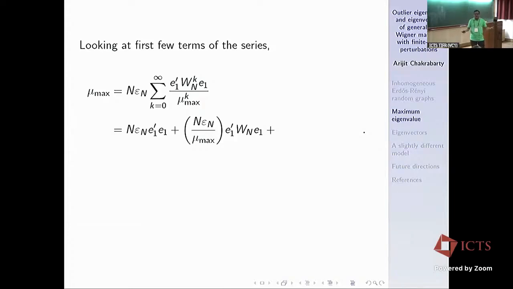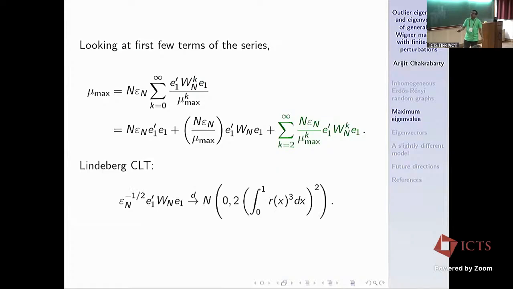This is something we talked about in the first theorem. And e1 prime Wn e1, Wn is a matrix whose entries are independent, I mean up to symmetry. So for e1 prime Wn e1, the Lindeberg central limit theorem will tell us that it has a Gaussian fluctuation, again up to a scaling. Okay, entries of Wn are zero mean. I'm just adding up zero mean entries. And then there are a bunch of other terms, k from 2 to infinity. This is what I said. If you do the bookkeeping, then the Lindeberg central limit theorem will give us this limit.